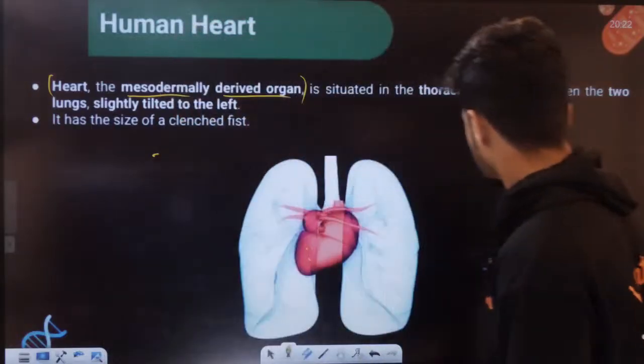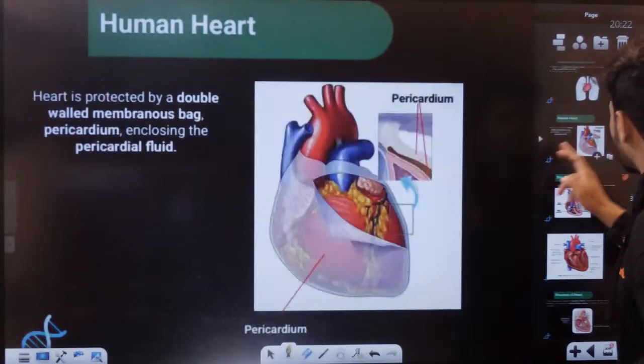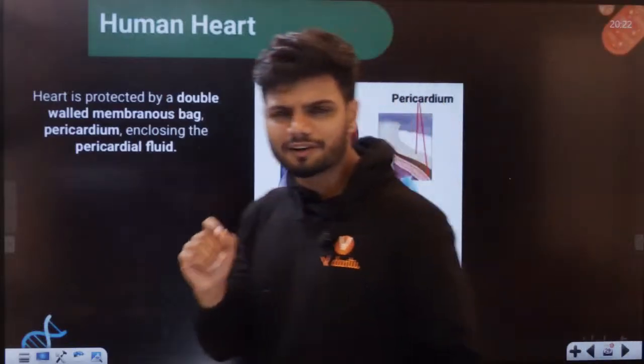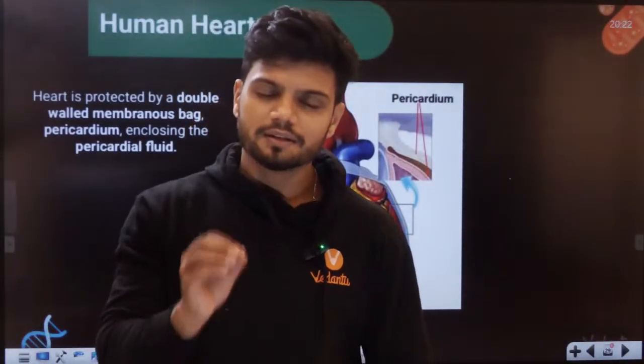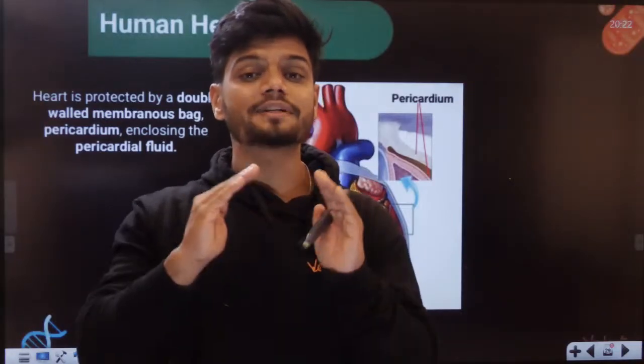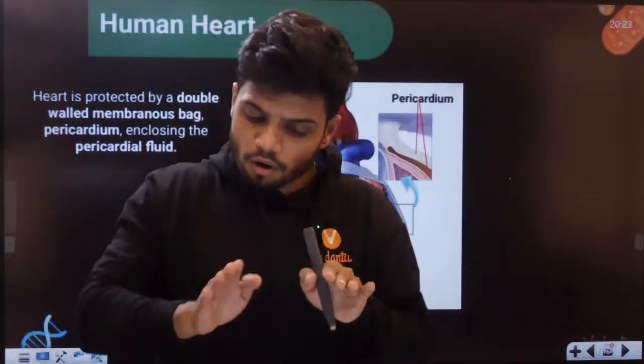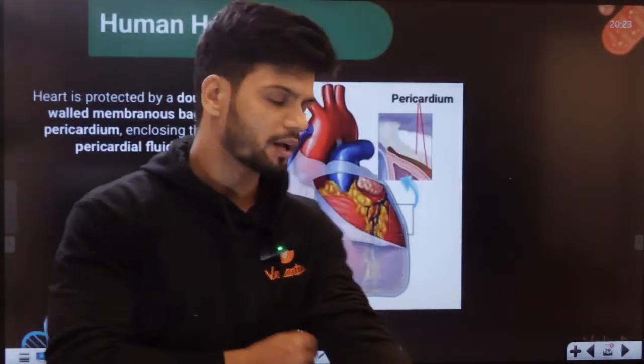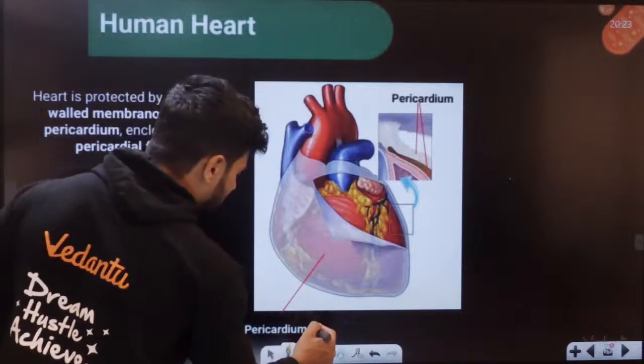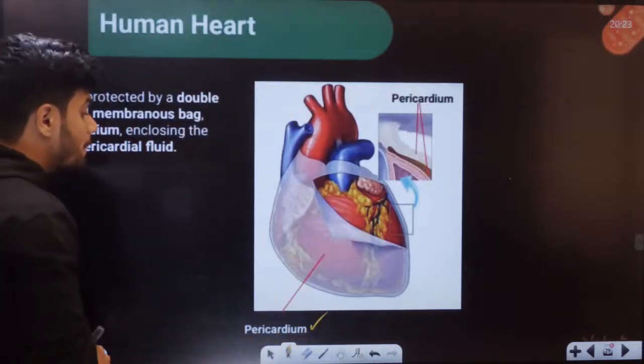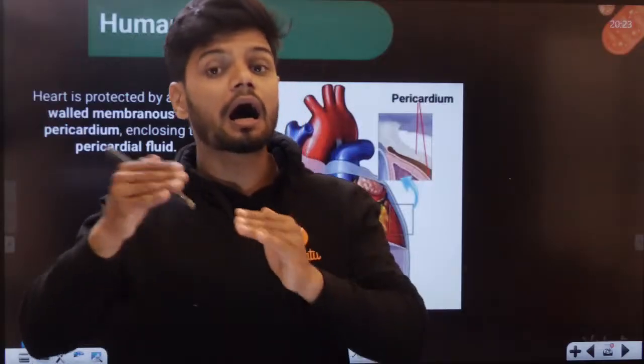Okay, now students, clenched fist. Now, is the heart covered by any type of protection, students? Yes, the heart is actually completely protected on the outside, on the inside, and in the middle there is a fluid also. The layer is called the pericardium. There is something called the inner pericardium and the outer pericardium.